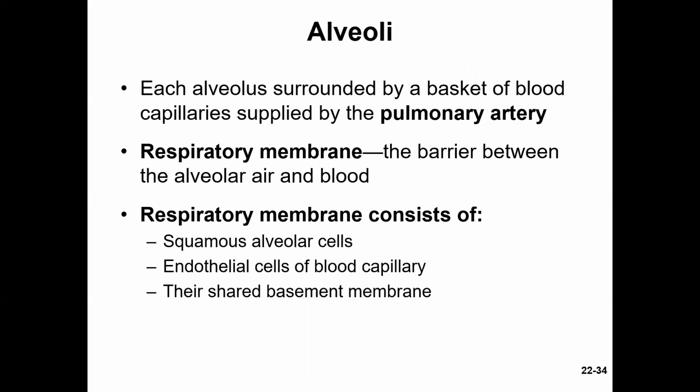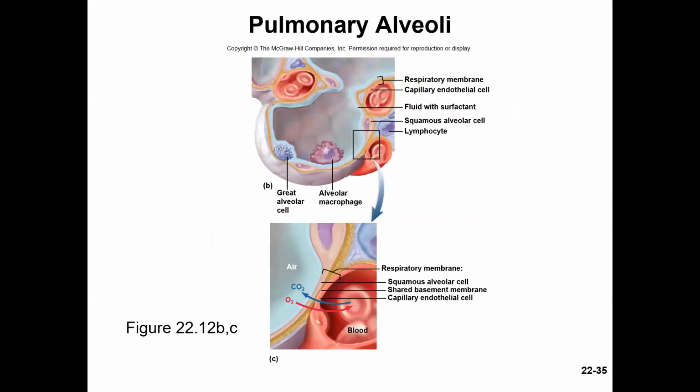The respiratory membrane is the barrier between the alveoli and the blood. The respiratory membrane consists of squamous alveolar cells, endothelial cells of the blood capillaries, and a shared basement membrane. So here we just have an example of the alveoli. We have a great alveolar cell. We have an alveolar macrophage. We can see lymphocytes. We can see the capillary endothelial cell. We can see fluid or the surfactant. We see squamous alveolar cells.